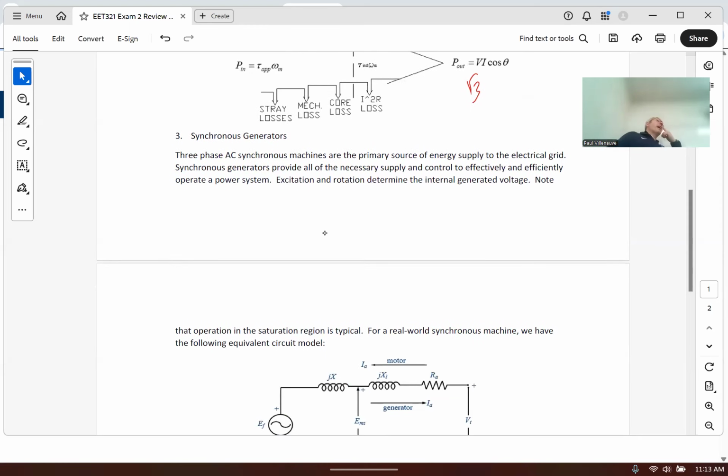So how much magnetic energy you produce inside the machine is based on the amount of DC current, or the field current, that you drive into it. And that affects this internal generated voltage. That's the voltage that exists across the coil. It's not like an actual voltage source. It's just an induced voltage that is there because you've got a rotating magnetic field inside a set of windings.